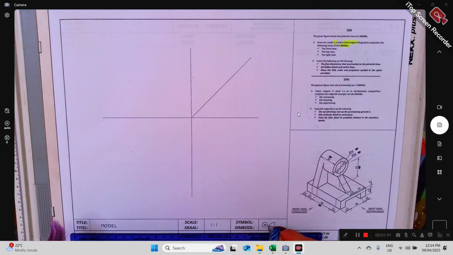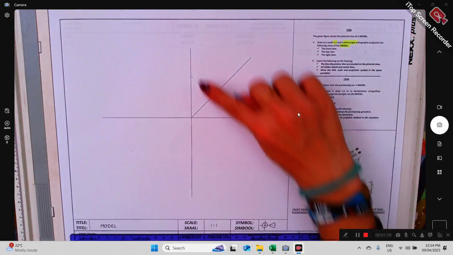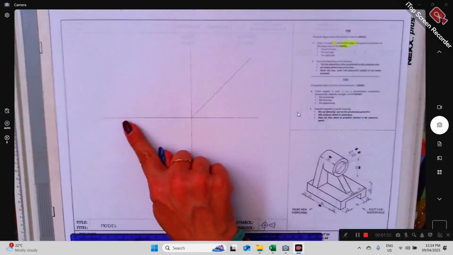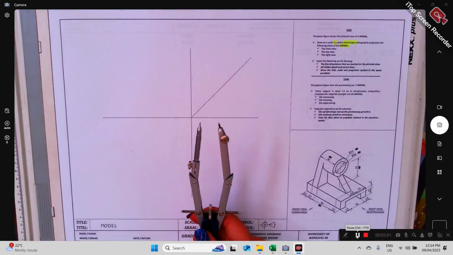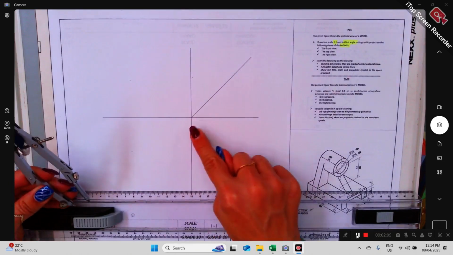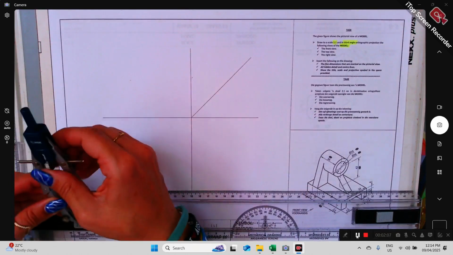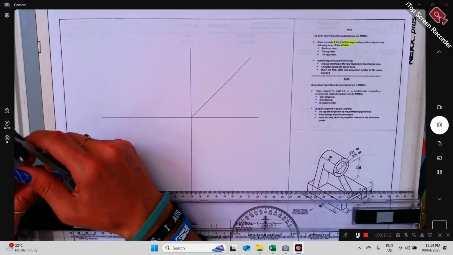Remember your center lines. And I have that in. So first things first, you do not draw your drawing against your X and Y axis. What you do is you measure 10 millimeters. I take my compass and I measure 10 millimeters so that all my views are exactly the same distance away from my X and Y axis.